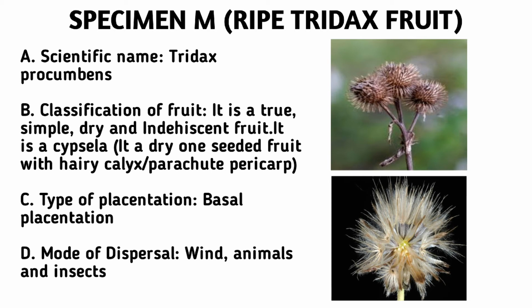Then for its other class, it is a cypsela. Cypsela because it's a dry fruit that contains just one seed. And also its fruit wall has this hairy nature, just like what's on the screen. And also it has this parachute nature. Parachute to enable it float in air because one of its modes of dispersion is wind. Therefore, for the type of placentation, it has the basal placentation, just like the palm fruit. And also for its mode of dispersion, it is dispersed by the wind, by animal, and also by insect, majorly by wind.